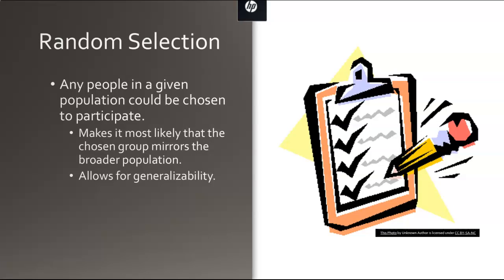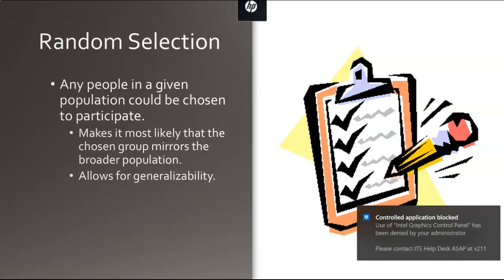Unlike random assignment, random selection is about who is in and who is out, who is allowed to participate in the study and who isn't. The entire purpose of using random selection is to minimize the differences between your study population and the general population. This allows any results you might get to be generalized to the entire population as a whole.